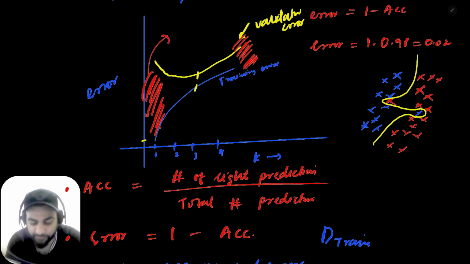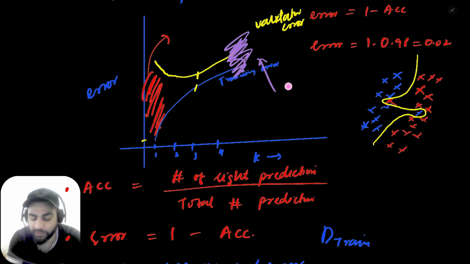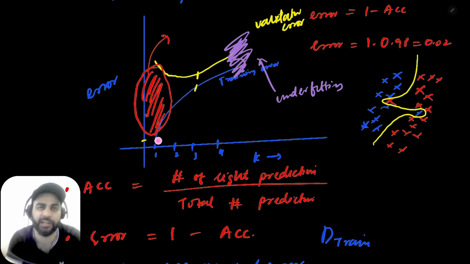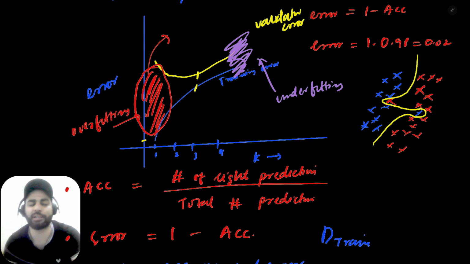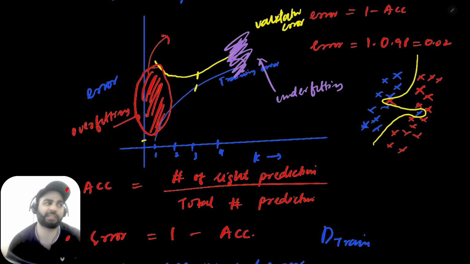Let me mark it with a different color, purple maybe. In this portion, we have high training error and high cross validation error also, so this portion is underfitting. And in this red portion, we have really low training error but very high validation error, so we'll say this is overfitting, because it's performing really well on the training set, but when brought into the real world, it performs really terribly. That says it was overfitting the model. It was capturing every noise, but when given real-world data, it did not perform well.